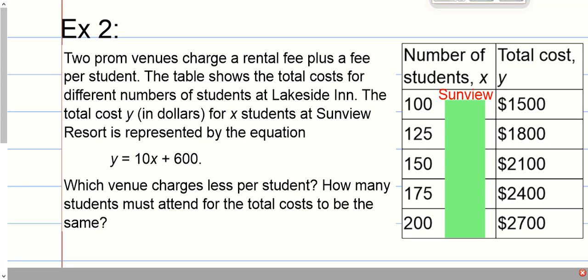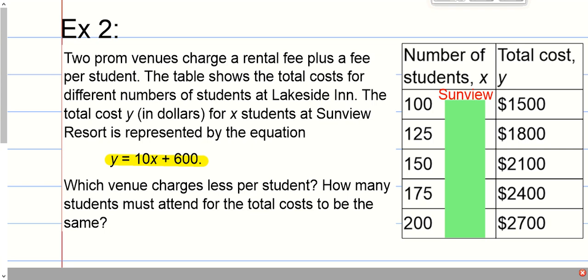Two prom venues charge a rental fee plus a fee per student. The table shows total cost for different numbers of students at Lakeside Inn. The total cost y in dollars for x students at Sunview Resort is represented by the equation y equals 10x plus 600. Which venue charges less per student, and how many students must attend for the total cost to be the same?